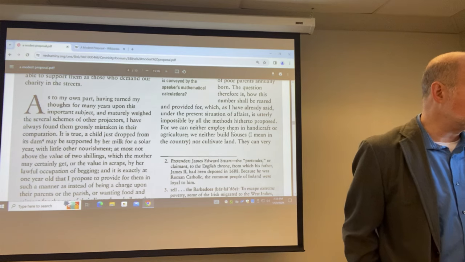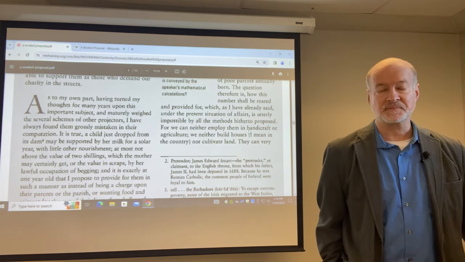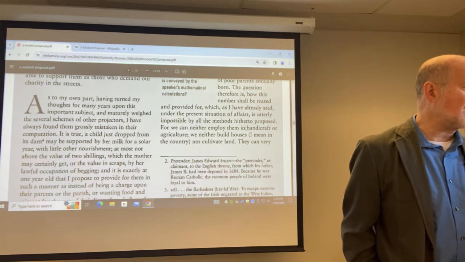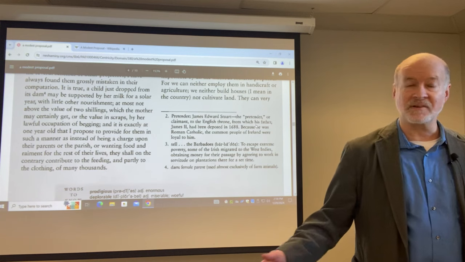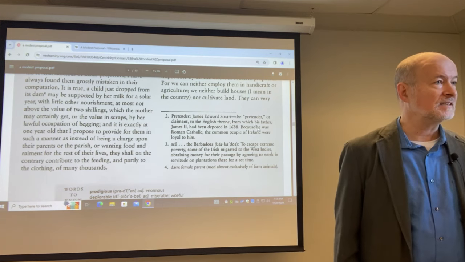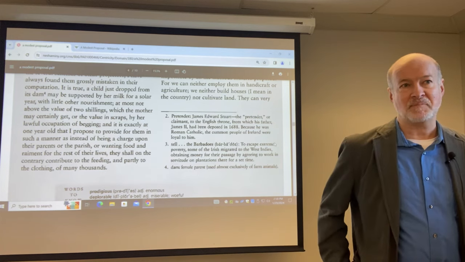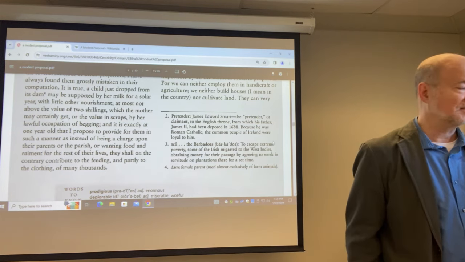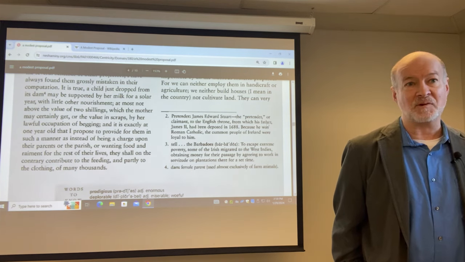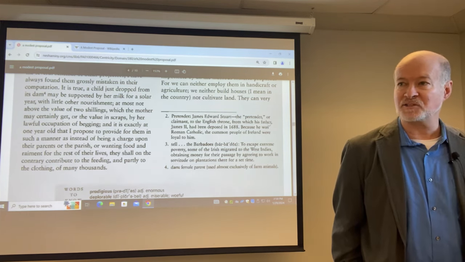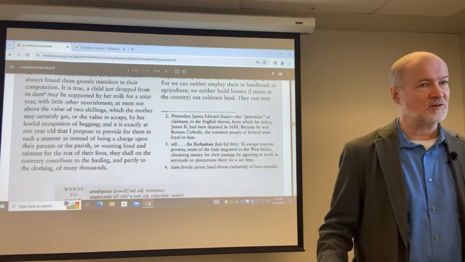For we can neither employ them in handicraft or agriculture. We neither build houses, I mean in the country, they're building in the cities, but they're not building where they actually are. We can't do it. We can't build them in the green belts. Can't build houses there. Nor cultivate land. We couldn't use the land that's there. We want to keep the land uncultivated under the rule of their lordships.